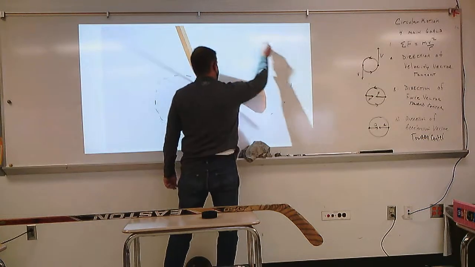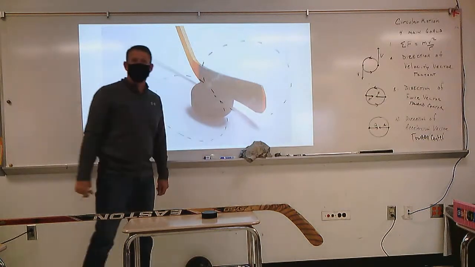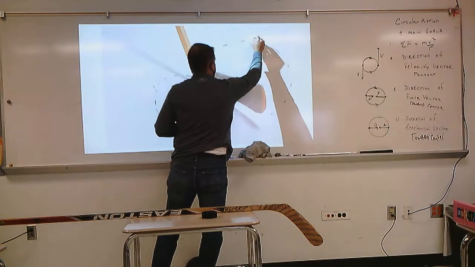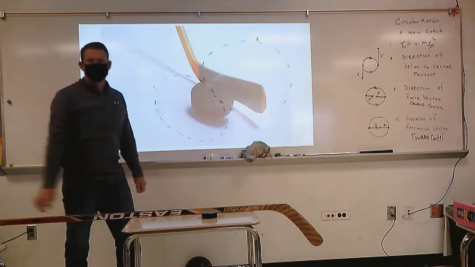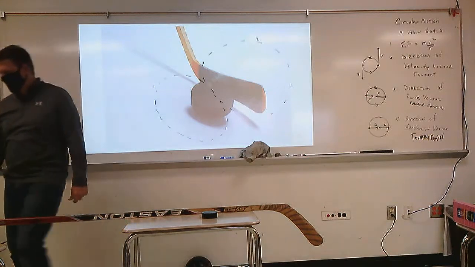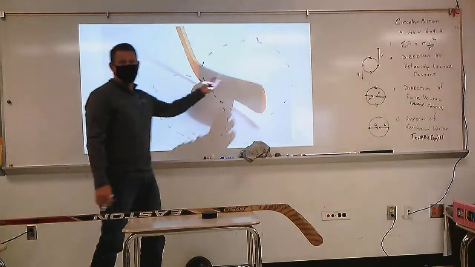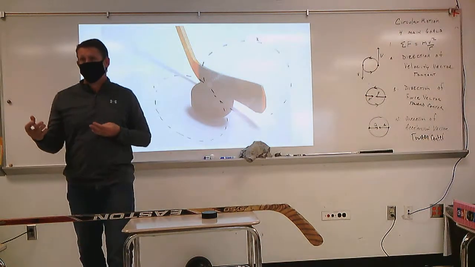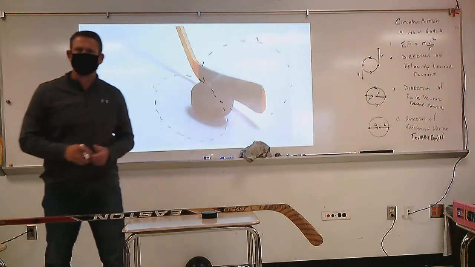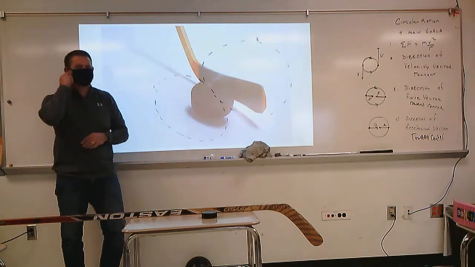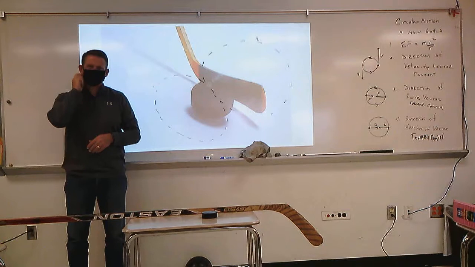Could it be like that? So if I call this path 1 and I call this path 2, which of those paths could the hockey puck take? Could it take path 1? Could it take path 2? Could it take both of them? Or could it take neither of them? Which of those paths, based on where that hockey stick is, could the hockey puck take?